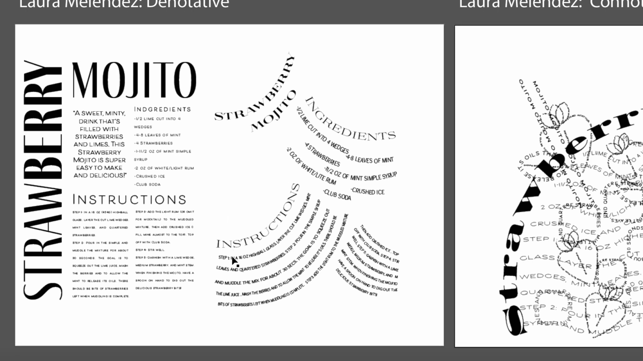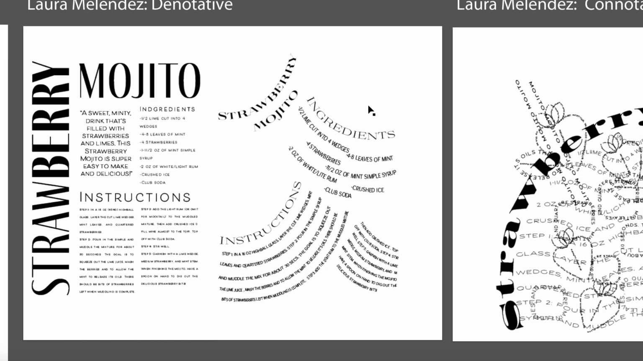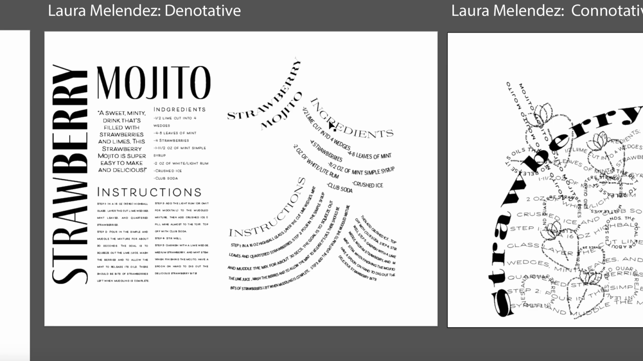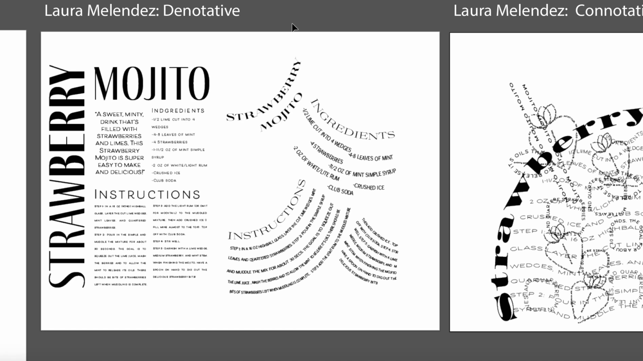It looks like here you've repeated instructions, so instructions here and instructions here, and then the ingredients. So I'm kind of confused. Is this supposed to be two types of instructions? I'm a little confused here. Or is this your connotative and this your denotative? Please just kind of simplify this a little bit better for my understanding.